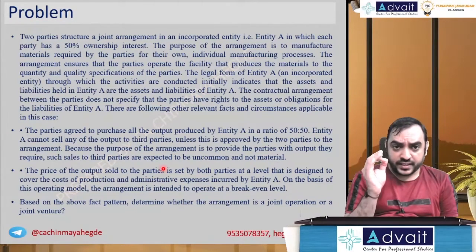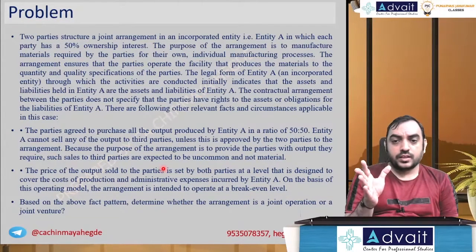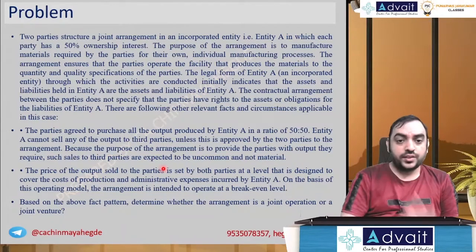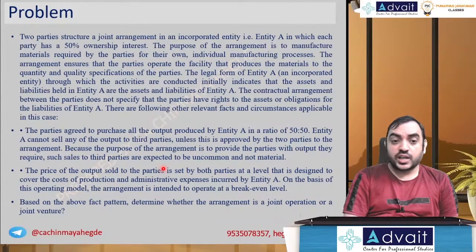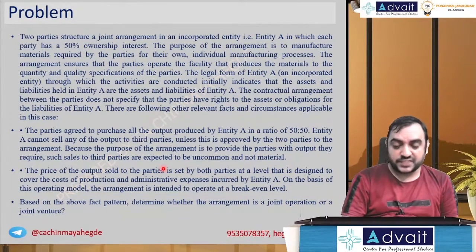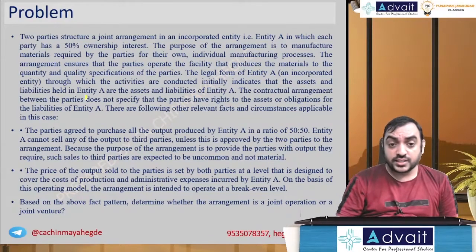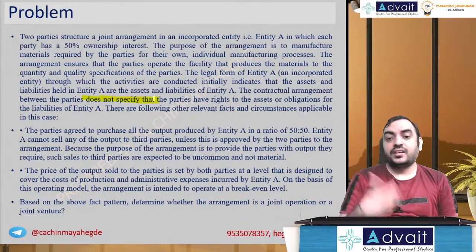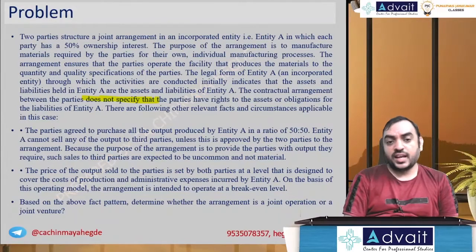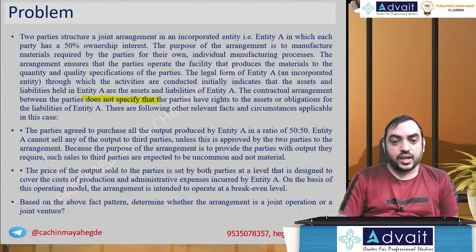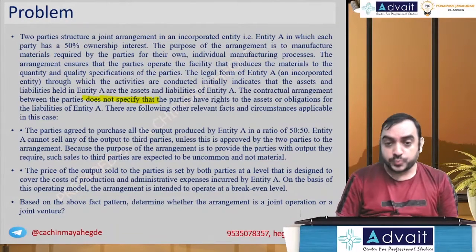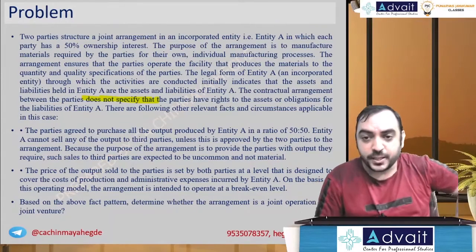So, the legal form of entity A indicates entity A is the owner. The contractual arrangement between the parties does not specify that the parties have rights to assets and obligations for any liabilities of entity A. The parties agree to purchase all the outputs produced by entity A in the ratio 50-50.